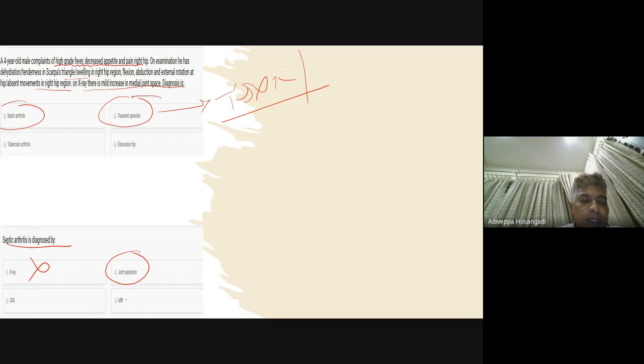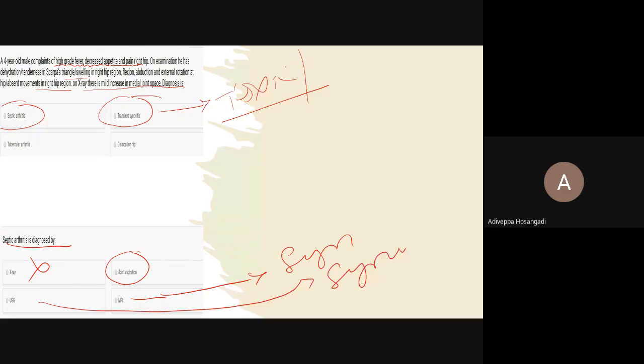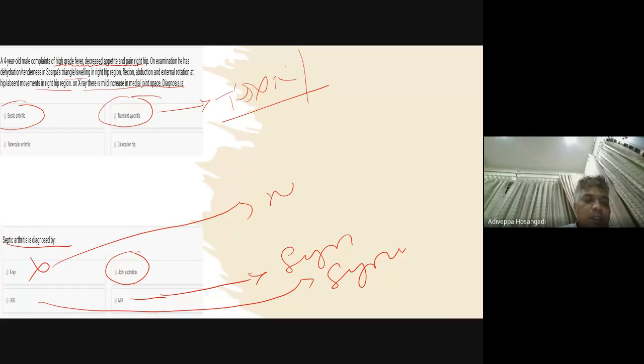See, MRI will show you synovial fluid collection, ultrasound also will show you synovial effusion. It will be normal, but to prove that it is infective, you have to aspirate and culture. Tissue diagnosis is the ultimate court of justice in infection and malignancy. Please remember this. Tissue diagnosis only is the final court of law for diagnosing infection and malignancy.